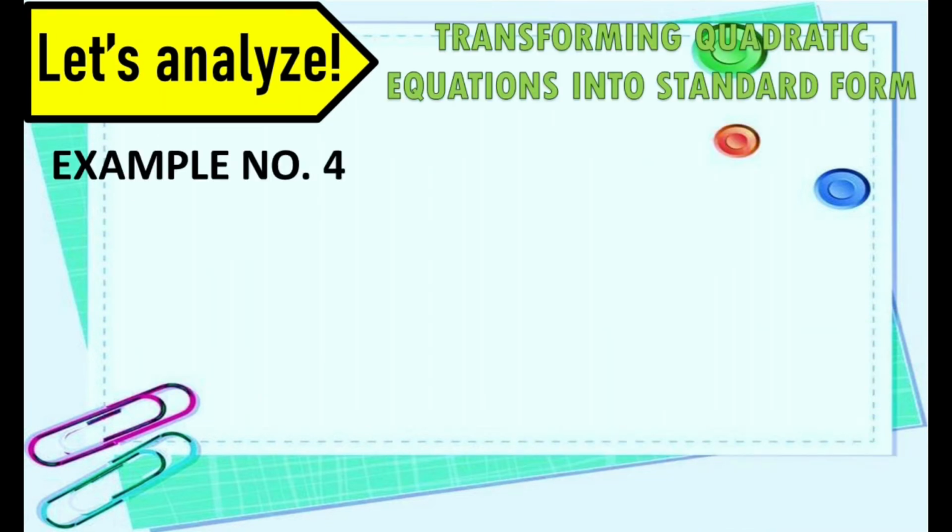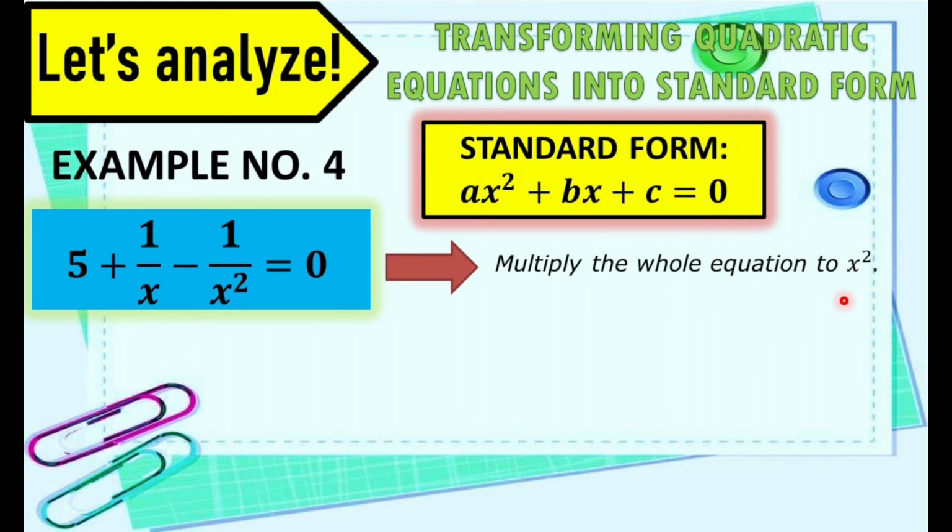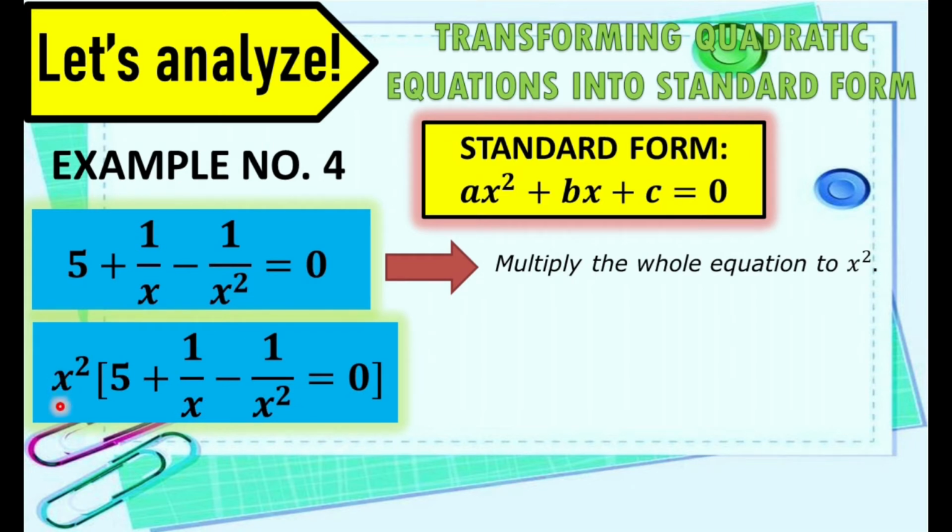Now let us have example number 4. We have here 5 plus 1 over x minus 1 over x squared is equal to 0. As you could see, we have here fractional form. So what we're going to do is multiply the whole equation to x squared. In order for us to do that, we're going to have here x squared times the quantity of 5 plus 1 over x minus 1 over x squared is equal to 0.